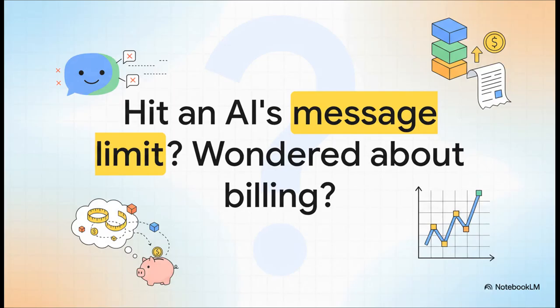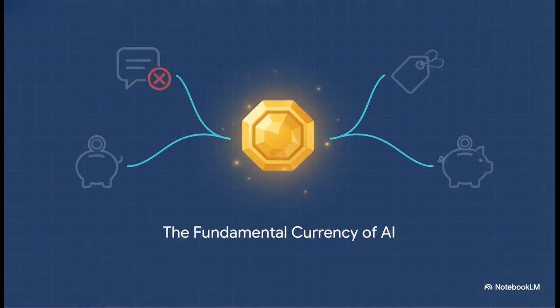You're deep into a great conversation with a chatbot, and then bam, you hit a message limit. Or maybe you've glanced at the pricing for an AI tool and thought, why on earth do they bill like that? It feels kind of random and, honestly, a little frustrating. Well, believe it or not, the secret behind all of that weirdness, it all boils down to one single simple concept. Tokens. You can think of them as the official currency of the AI world. Everything an AI does, from listening to you to talking back, gets paid for in tokens.